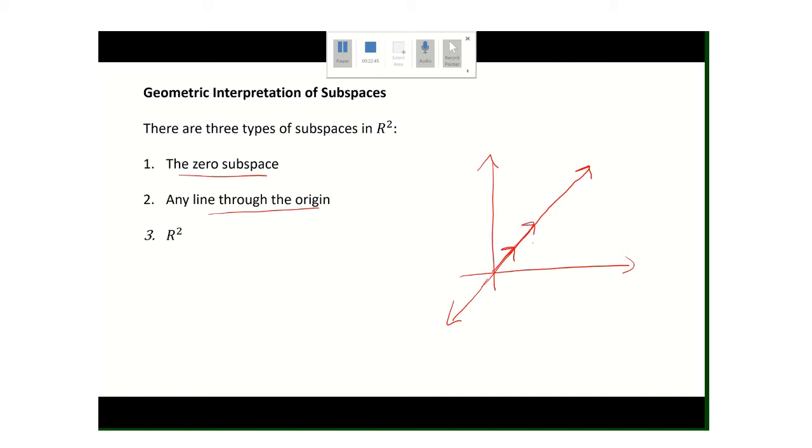So you have 2 vectors, you add them together, what do you get? You get another vector on that same line. What happens if you multiply it by a scalar? You get another vector on that same line. So any line through the origin is a subspace. All of the vectors on that line, taken together, they form a subspace. The third type is R2. And R2 is simply the span of any 2 vectors, U and V, that are not parallel. Okay? So, there are only 3 types of subspaces in R2.